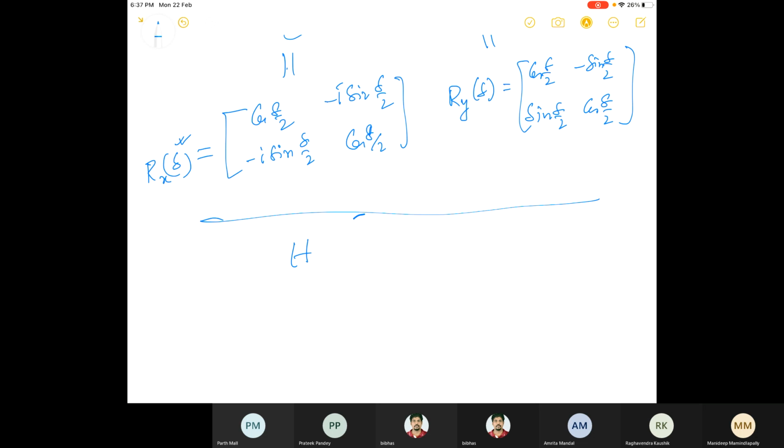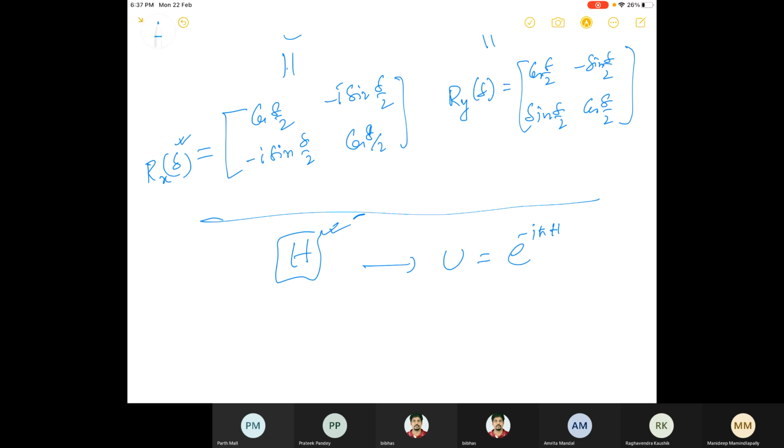Corresponding to this Hamiltonian matrix, what is the corresponding unitary operator? This was something like e to the power minus i h, something like that. The Hamiltonian is independent of time here, constant. Now the Hamiltonian matrix, I will always consider as a Hermitian matrix, and this is a 2 by 2 matrix.